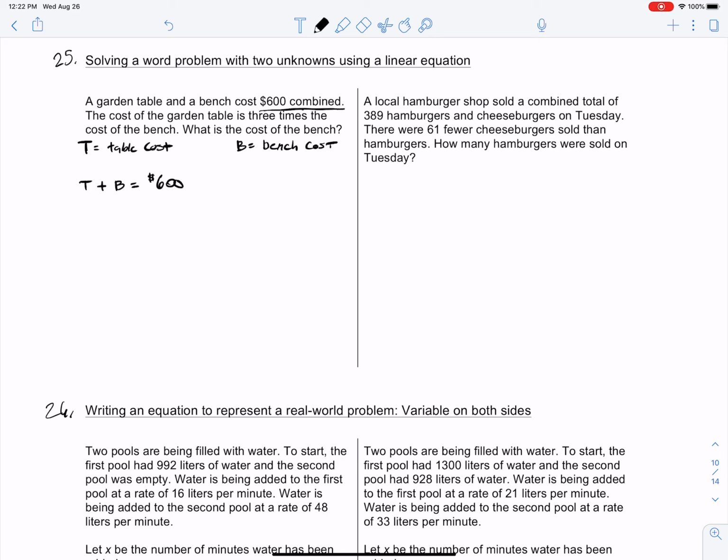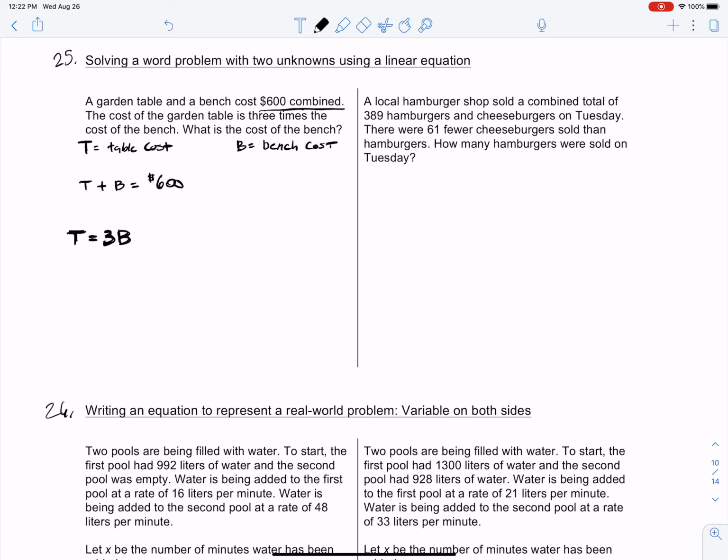The cost of the garden table, which represents T, right? That's what we said, is 3 times the cost of the bench. So T is 3 times the cost of the bench. So remember, 3B is 3 times B. 3 times the cost of the bench. That's what T represents. What is the cost of the bench?